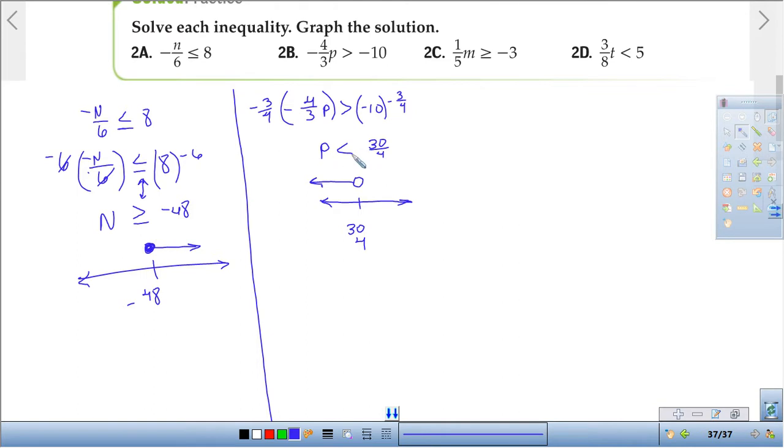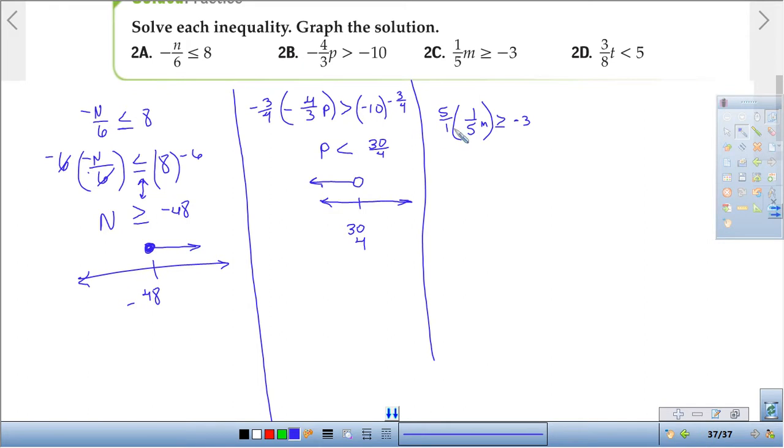Equal sign, shaded in. No equal sign, not shaded in. Here we go: 1/5 m greater than or equal to negative 3. Let's look at this madness. What do I want to do here? I want to get the variable alone, right? So on this side here, I would multiply it by 5.